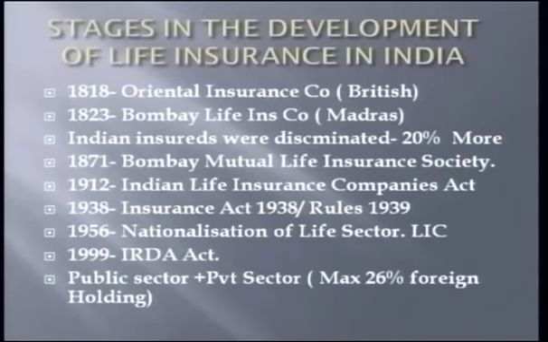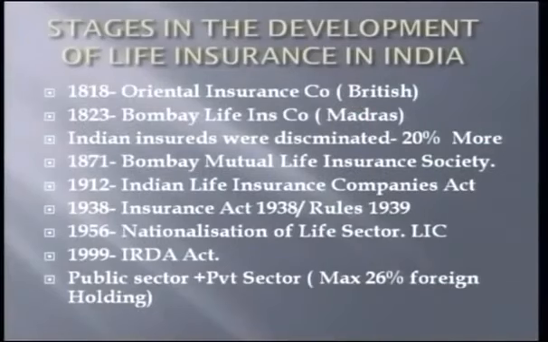Then 1912, the government realized that the sector was to be regulated, so they passed the Indian Life Insurance Companies Act to regulate only the life insurance sector. At that time, other parts of insurance, non-life, were not regulated. Then subsequently, as time went by, the need arose to regulate non-life also, and after a few years, in 1938, the first comprehensive legislation was passed, Insurance Act 1938, along with Insurance Rule 1939. This particular act is unique in the sense that it is not based on any law of England. It is drafted by an Indian and it is of Indian origin.